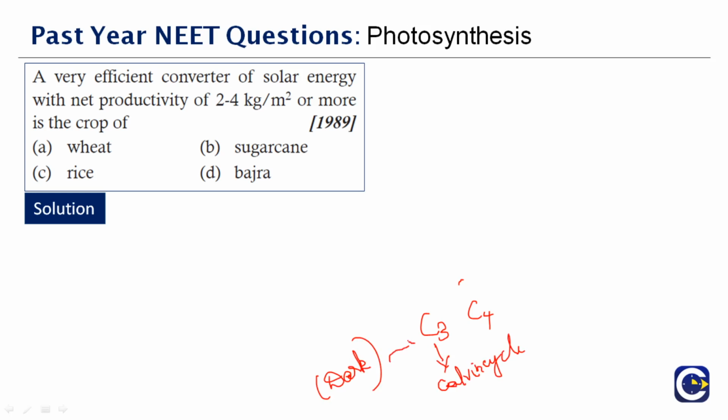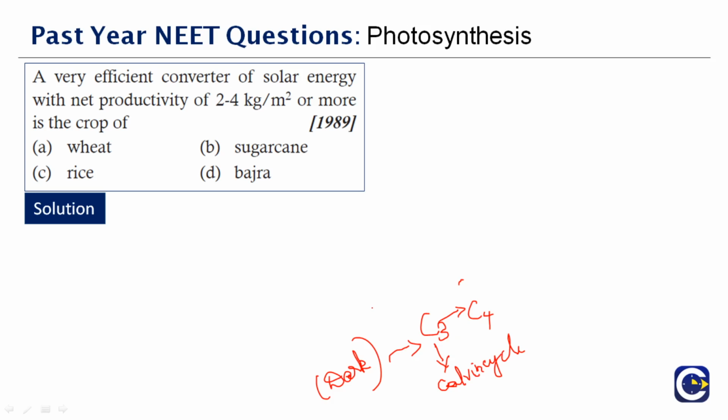C4 is almost similar to C3, but in addition there is another process which takes place apart from C3. That is the only difference between C3 and C4. So sugarcane comes under C4. A very efficient converter of solar energy with net productivity of 2 to 4 kg per meter squared or more is a crop of sugarcane. Here they are talking about the C4 plant, so you should look for the C4 plant in the given options.